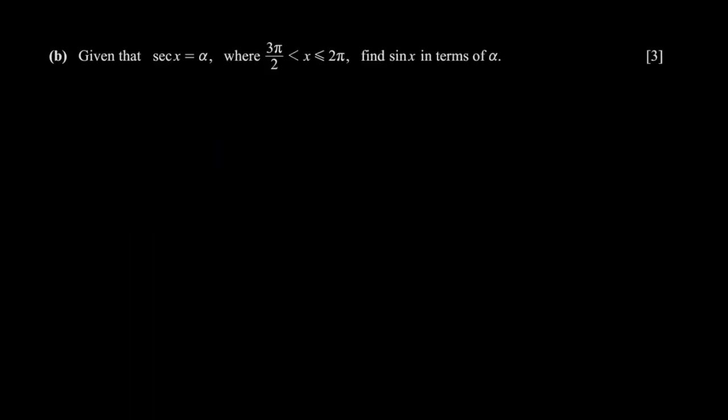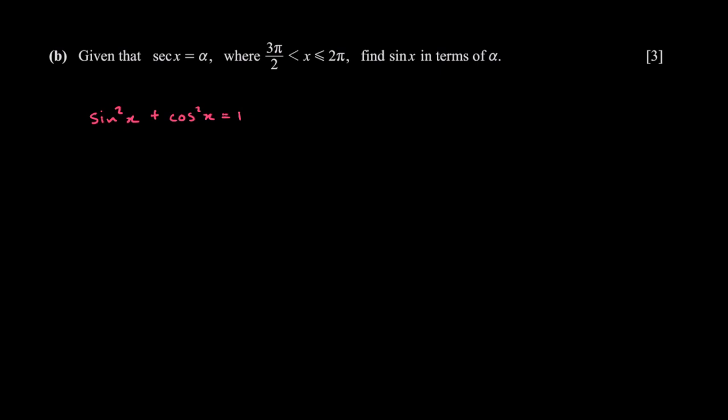All right then, part B: given that sec x is equal to alpha, where x is between 3 pi by 2 and 2 pi, find sine x in terms of alpha. Well, we'll deal with this part just in a moment, okay? But let's just see if we can find an expression for sine in terms of the sec. Well, we've already noted that we've got the identity sine squared plus cos squared is equal to 1.